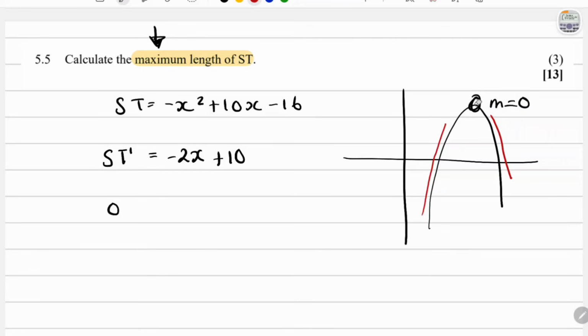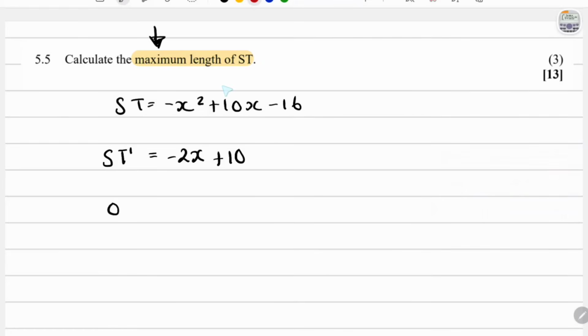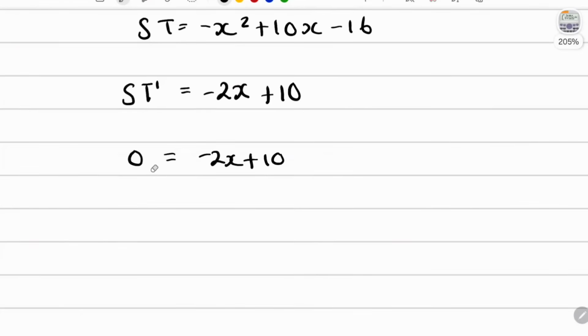But at the turning point, the gradient stops doing that and it stands still. That's why the gradient is equal to 0, and that's why we make the derivative equal to 0. Okay, so now that we know that, we're going to go ahead and say 0 equals negative 2x plus 10. And then I can just take the negative 2x over to make it positive, divide both sides by 2, and x is equal to 5.